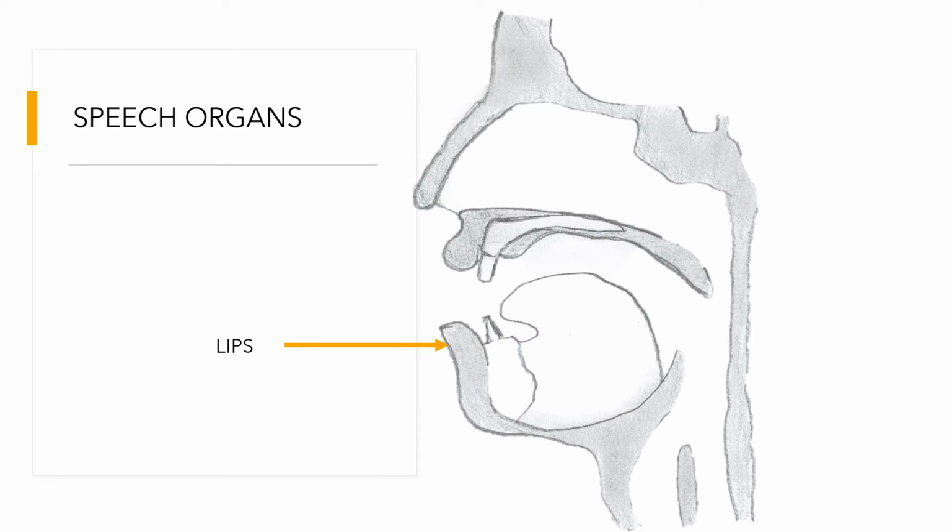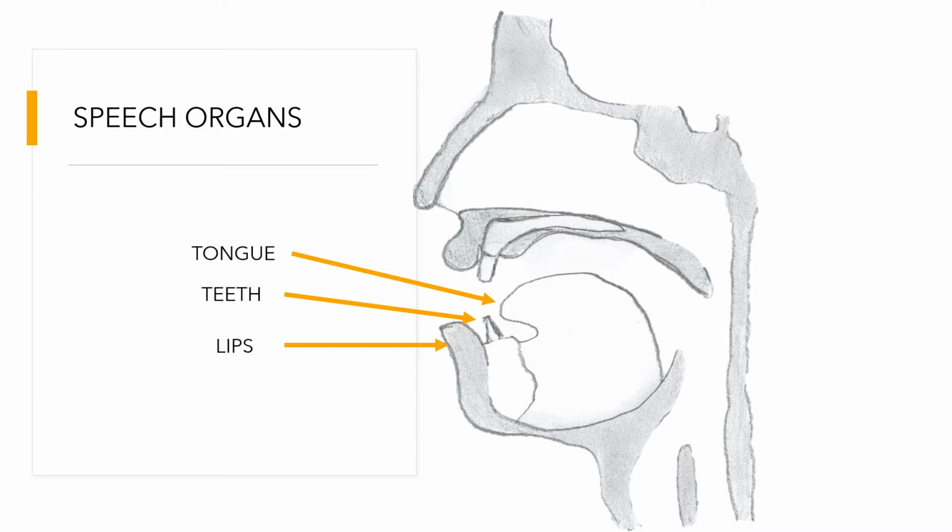The lips serve for creating different sounds, mainly labial and bilabial consonant sounds, and thus create an important part of the speech apparatus. It is divided into upper lip and lower lip. Next, we have the teeth. The teeth are used to produce a lot of speech sounds, especially dental and labial consonants.